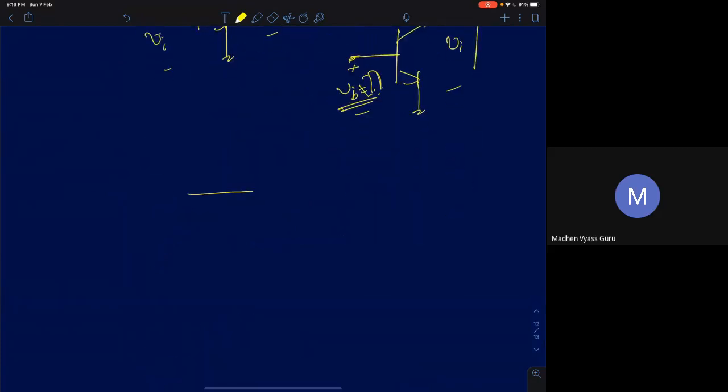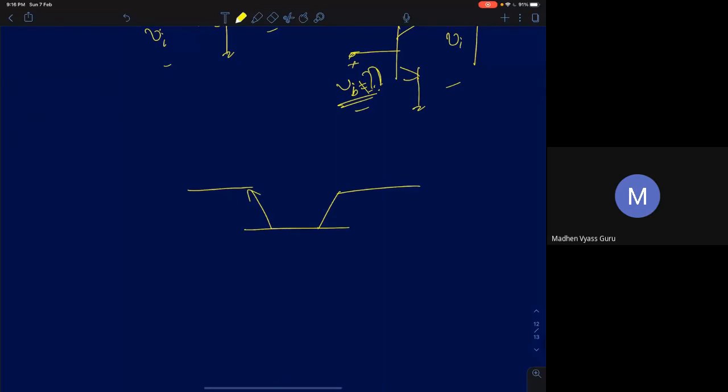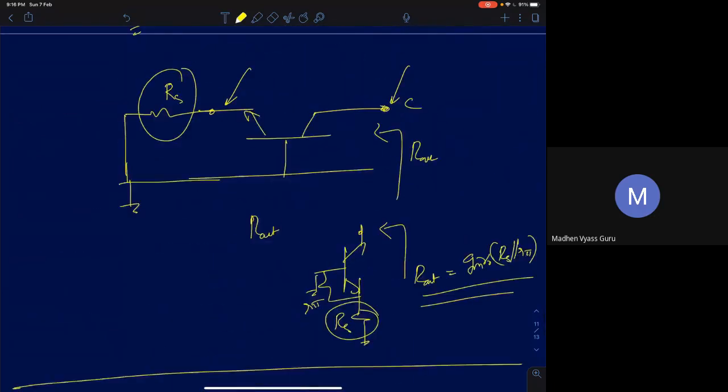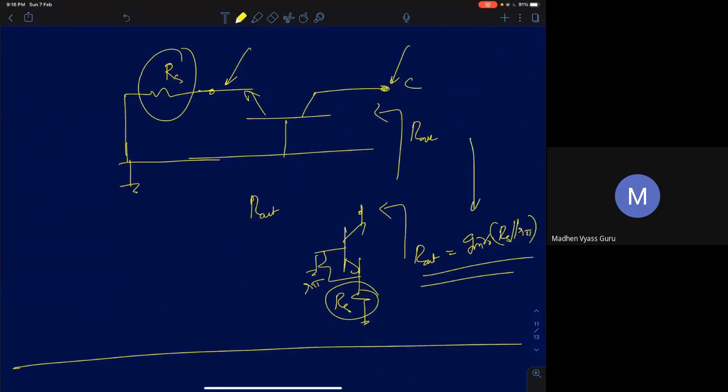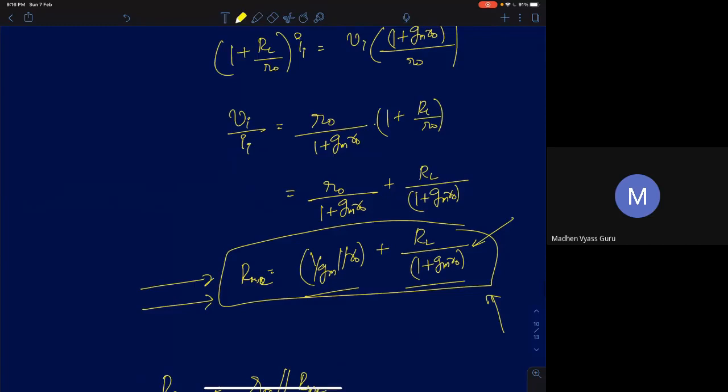The thing with a common base amplifier is that in case of a common base amplifier, let's assume R naught is infinity. What will be the output resistance if R naught is infinity in a common base amplifier, even if RS is present? Infinity, right? Your output resistance will be very high, it will be infinity. It will not depend upon RS.